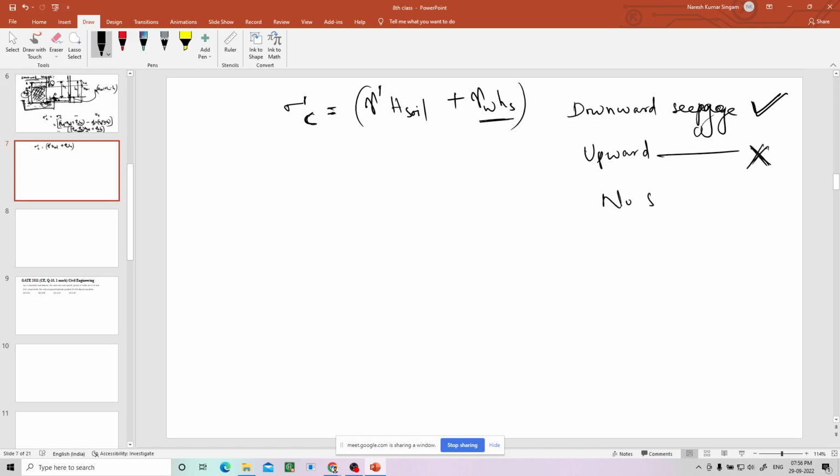No seepage is also fine. It is a little fine, but compared to that, downward seepage is far better because it is increasing the effective stress by the seepage head. Seepage head is HS. That much head is causing extra effective stress.